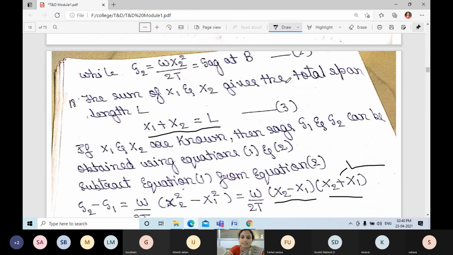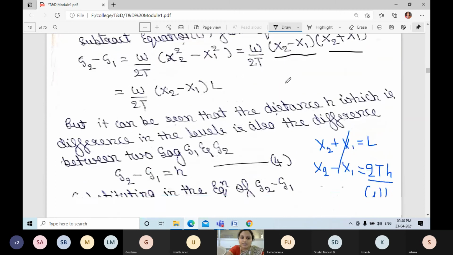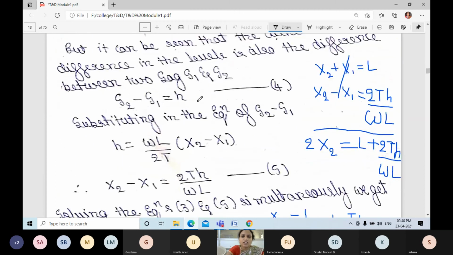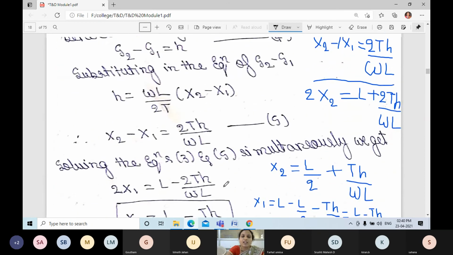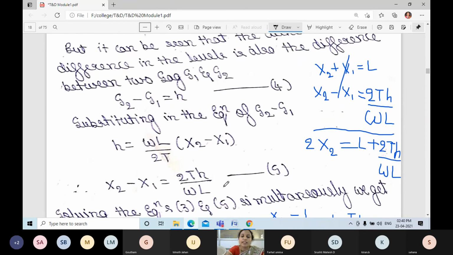S2 minus S1 is nothing but H. So instead of writing S2 minus S1, we place H. So you will get the equation, that is H is equal to omega L divided by 2T times (x2 minus x1). That can be written as x2 minus x1 is equal to 2TH divided by omega L. That is equation 5. Now find out x1 and x2 from these two equations.